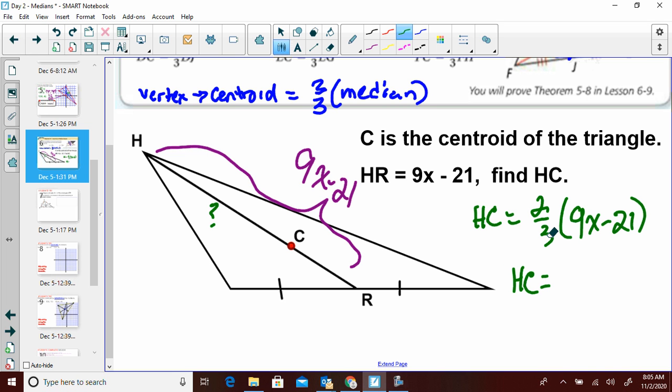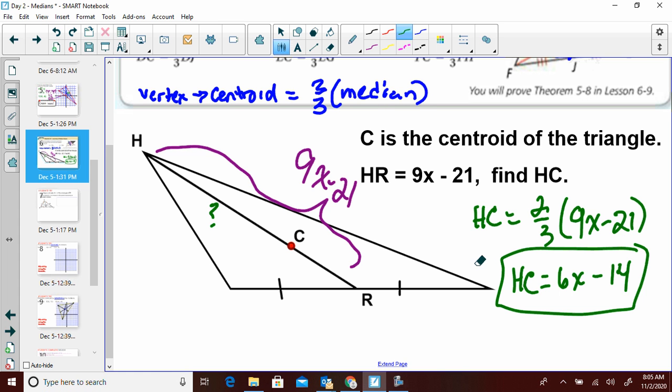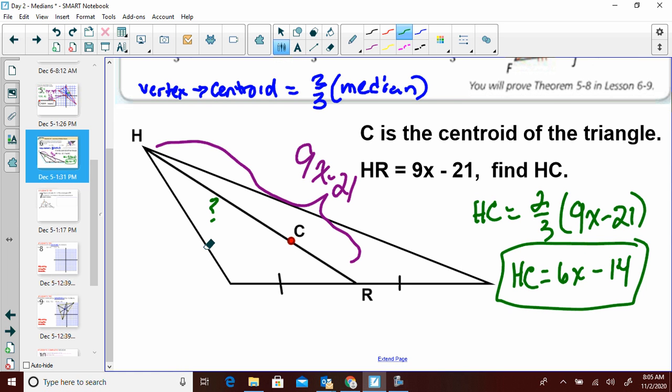HC. 9 divided by 3 is 3, times 2 is 6x. 21 divided by 3 is 7, times 2 is 14. So that will be the length of HC. There's no values here. We can't solve for an actual length, but that's just in terms of x. So that's our median.